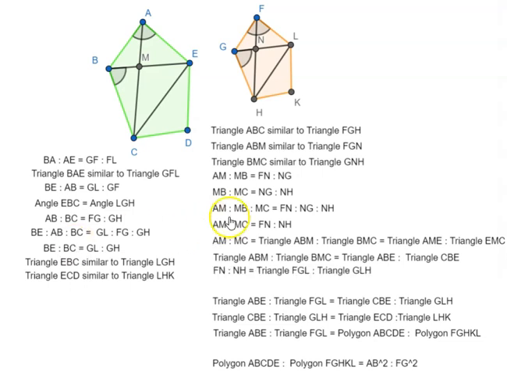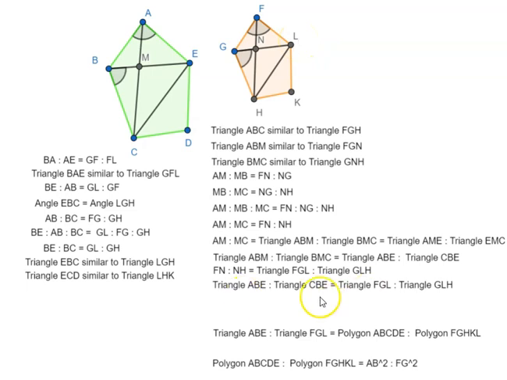Now let's look at FN is to NH, right side of this. Here also following the same logic, we can say triangle ABE is to triangle CBE. Triangle ABE is to FGL is equal to CBE is to GLH. How did this equality come? Because remember here we have already shown AM is to MC equal to FN is to NH. AM is to MC is triangle ABE is to CBE. FN is to NH is triangle FGL is to GLH.